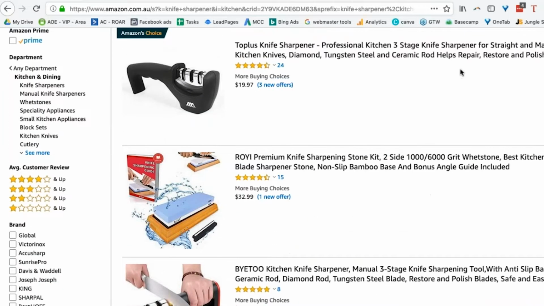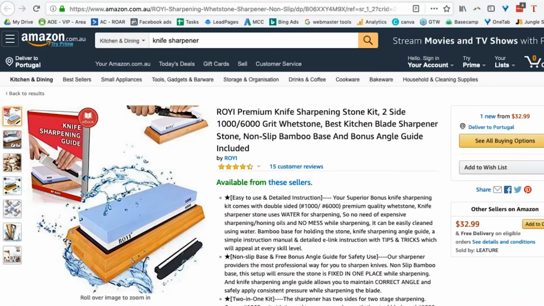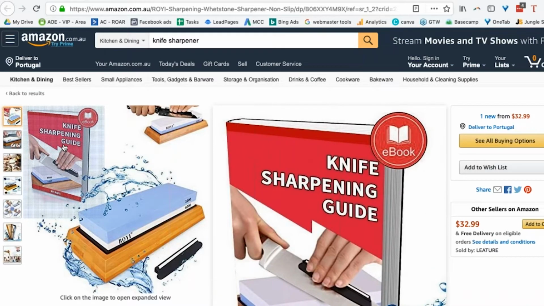The second listing is protecting their product by putting an ebook there, and I'll explain why now.